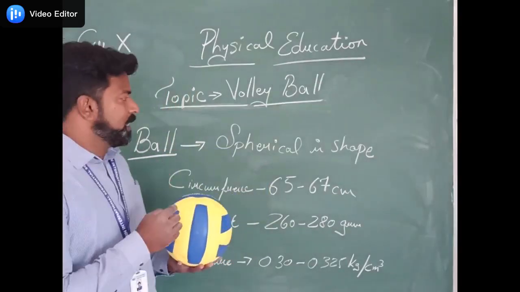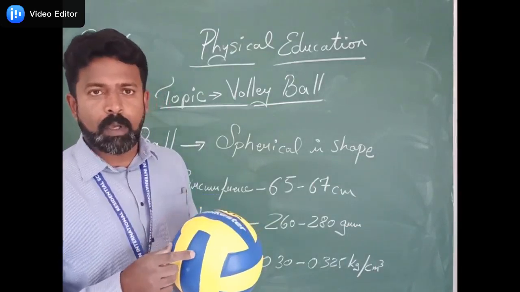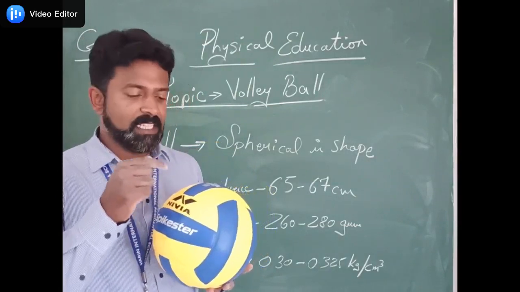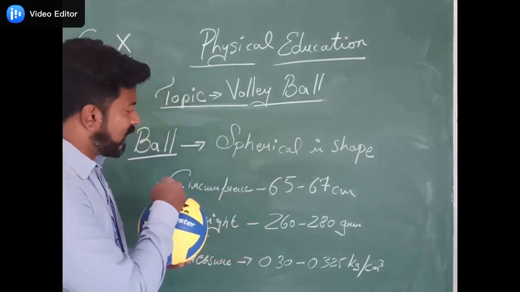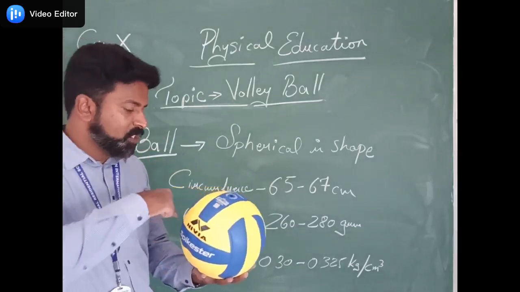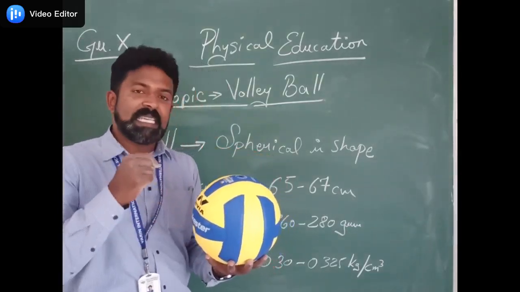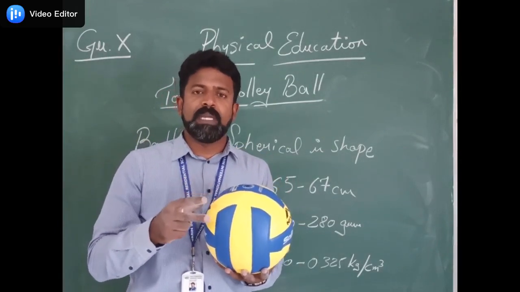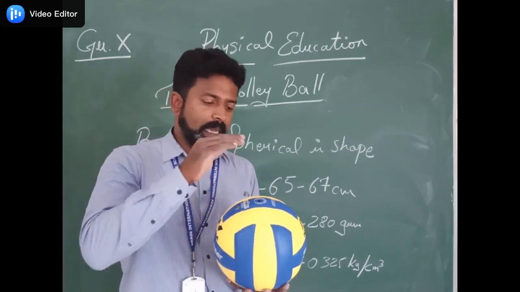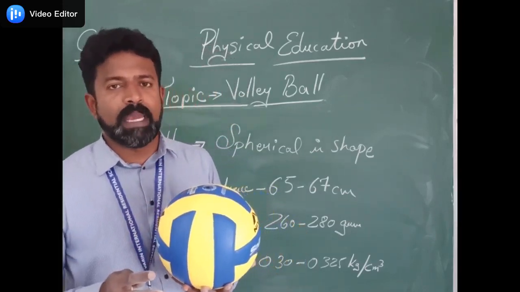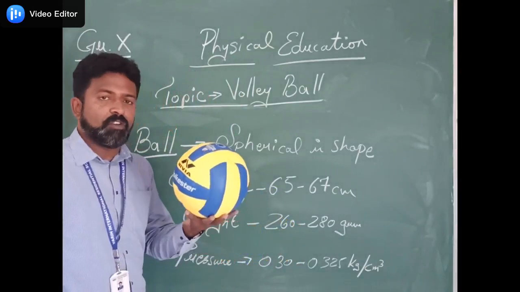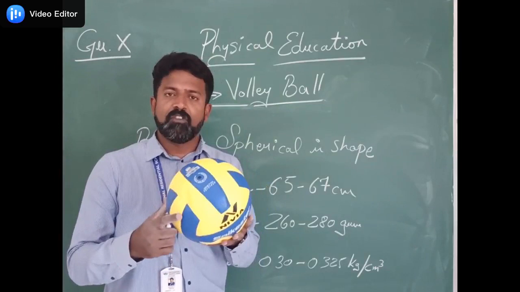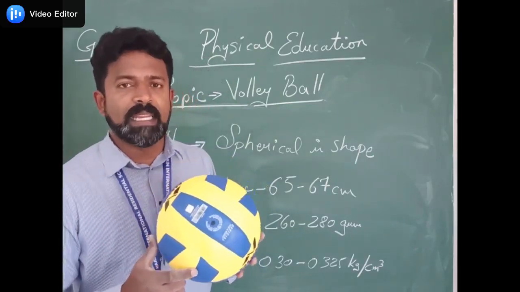Now we will be discussing the ball. The ball is spherical in shape, made of synthetic material with a bladder inside. The circumference of the ball should be 65 to 67 centimeters. This is the specification given by FIVB, which should be followed by us. The weight of the ball should be 260 to 280 grams.